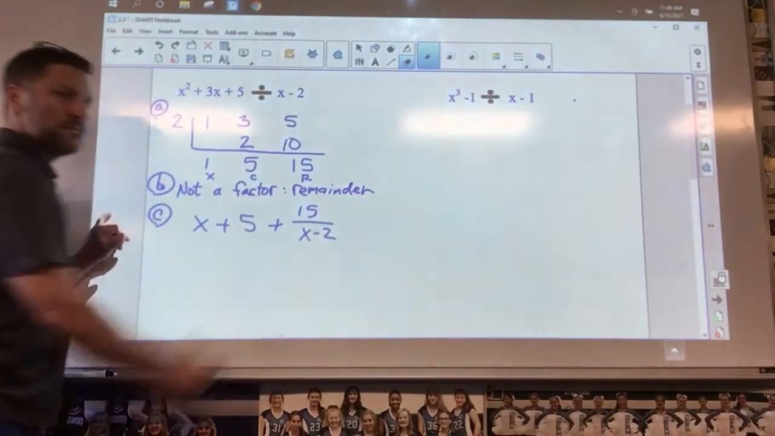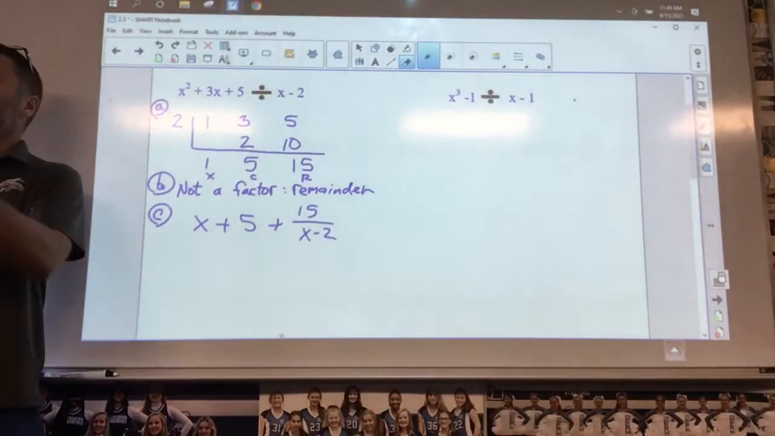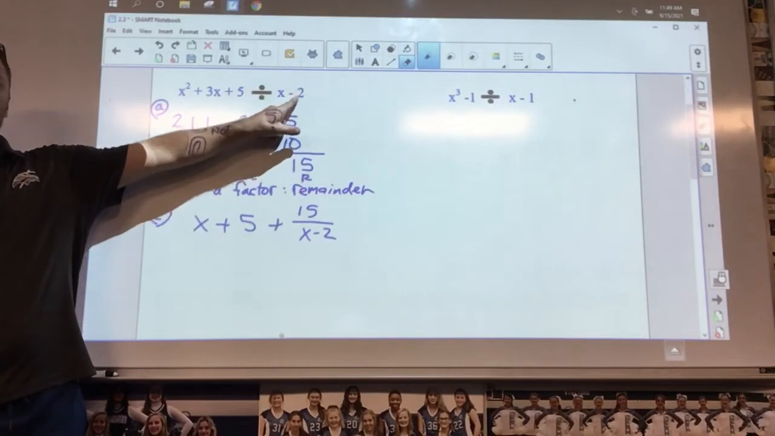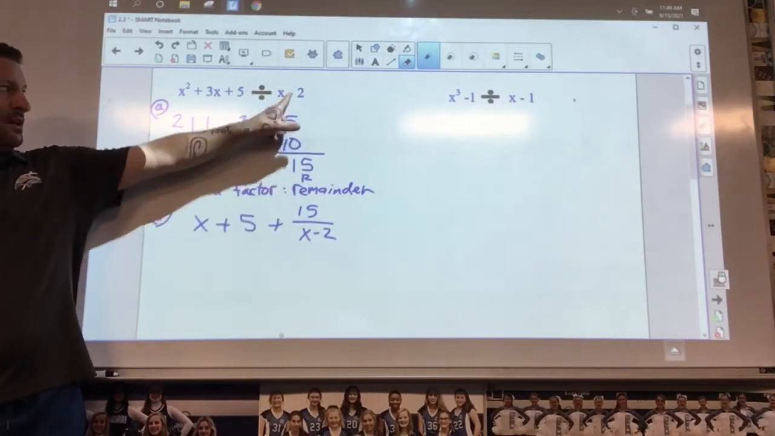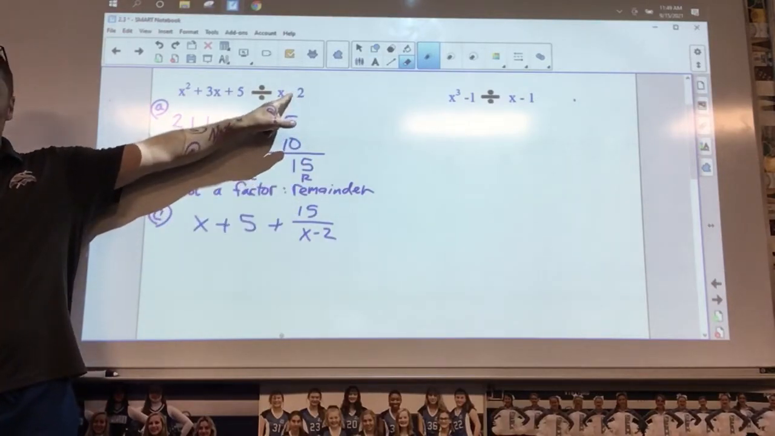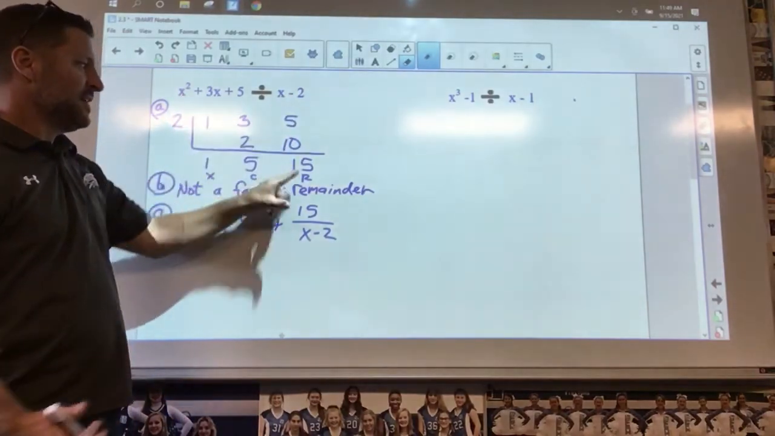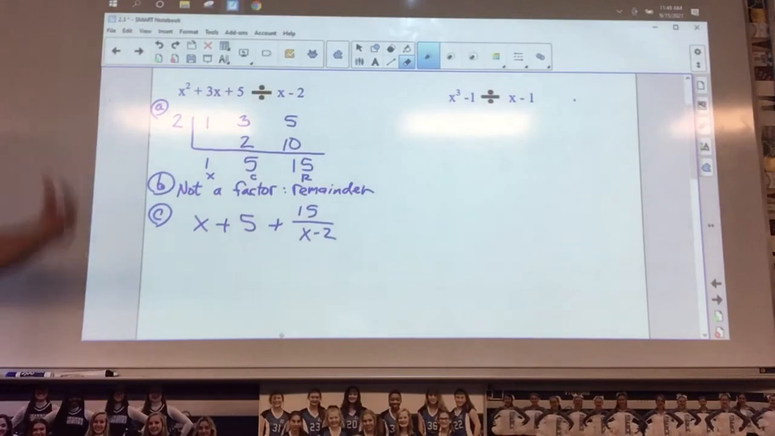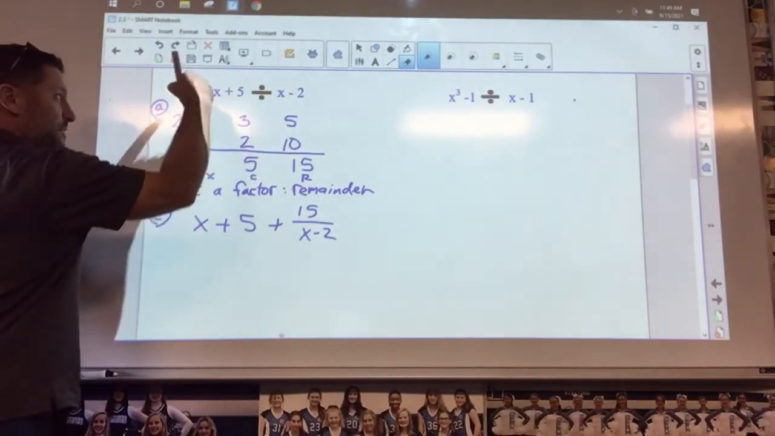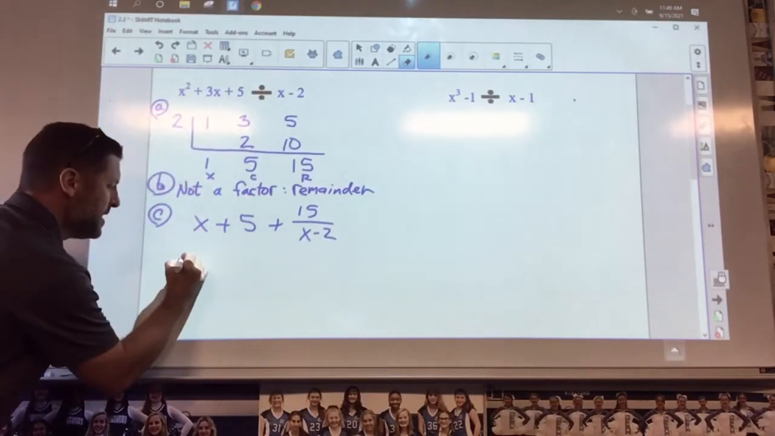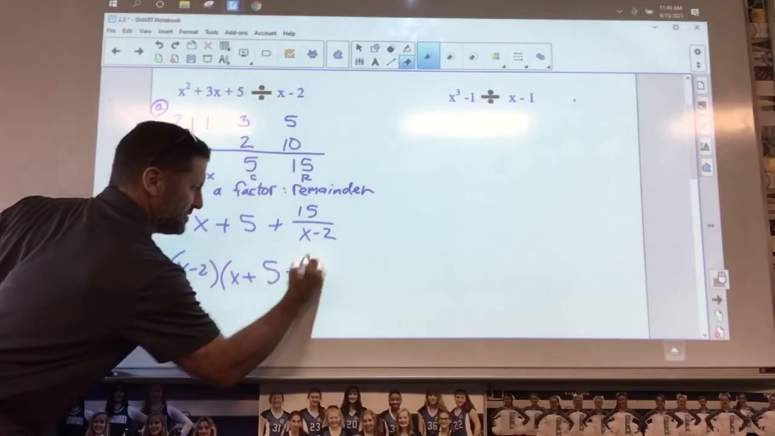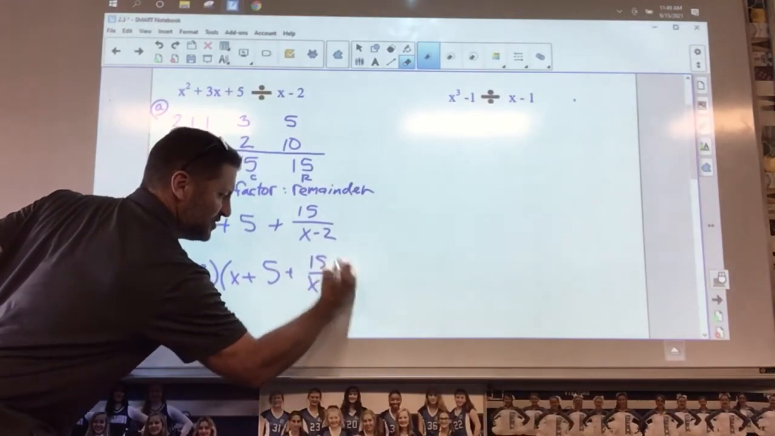Whenever you write the end of it, if you have a remainder, you put the remainder over what did the dividing. So x minus 2 did the dividing. It was the binomial that divided into that. 15 was my remainder, so I put 15 over x minus 2. That's the whole thing. If I wanted to write it as factors, I would say this polynomial is really x minus 2 times x plus 5 plus 15 over x minus 2.